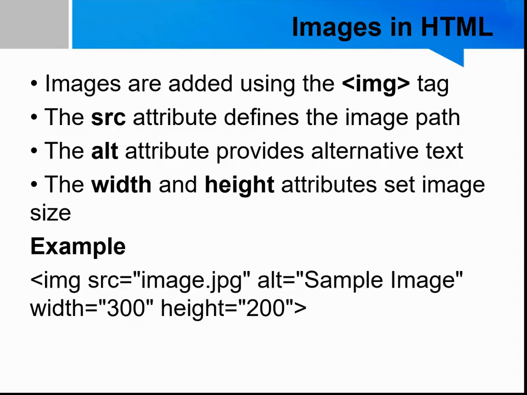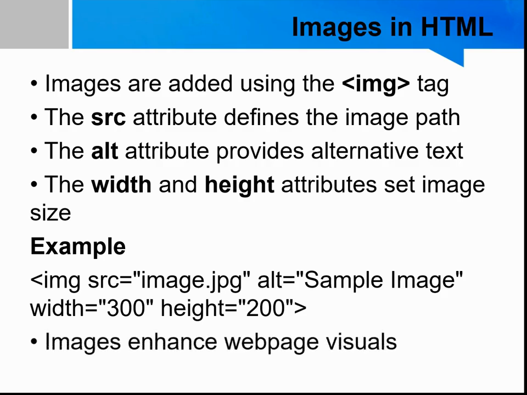Here's an example: <img src="image.jpg" alt="sample image" width="300" height="200">. Images make your website visually appealing, but always remember to use alt text. This helps users with screen readers and improves SEO.